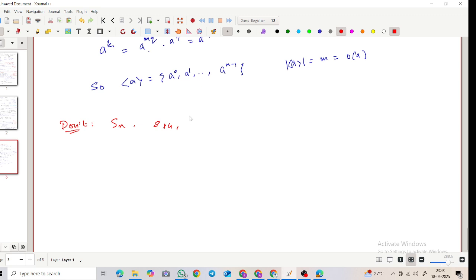Whenever you see something like this, S_N type of things, don't try it. Clear? We will define what S_N is in the next class.